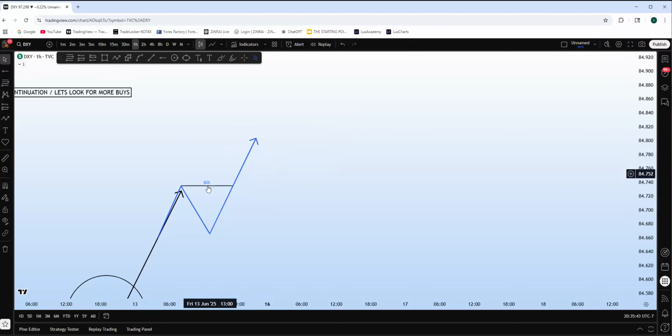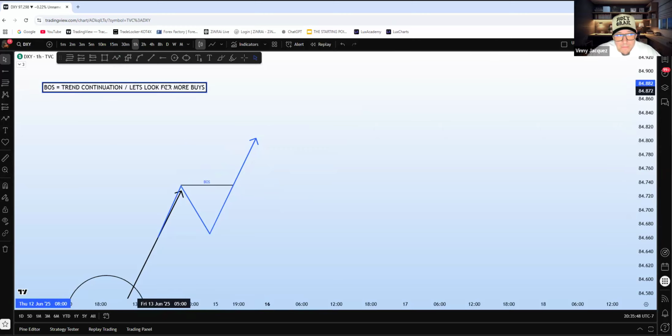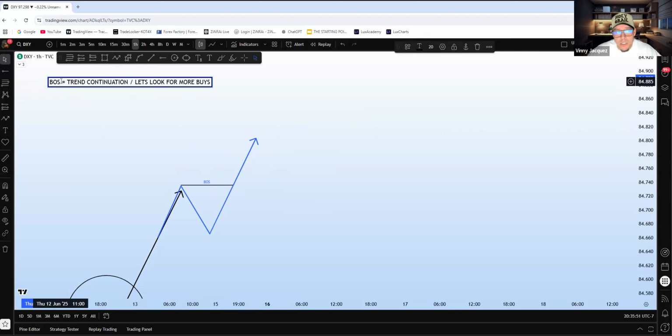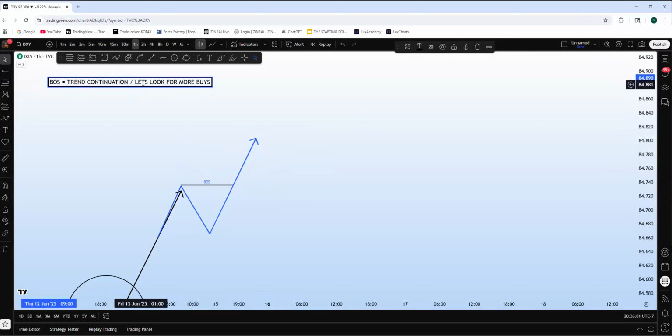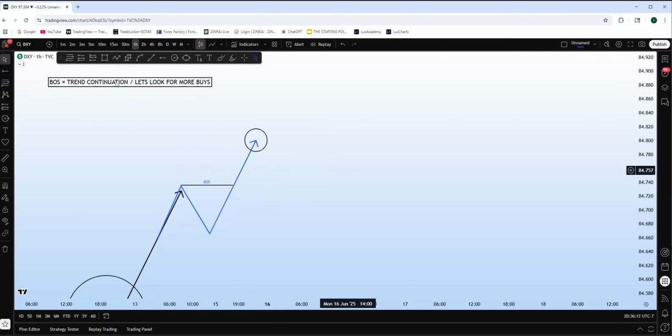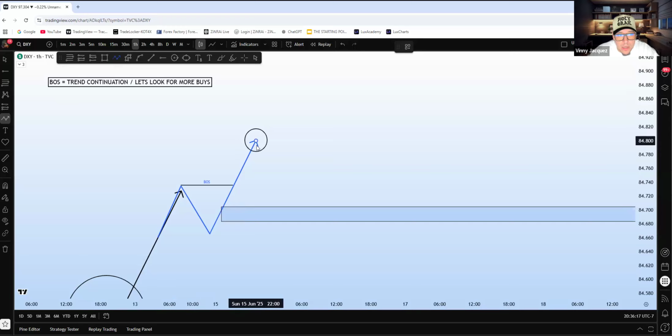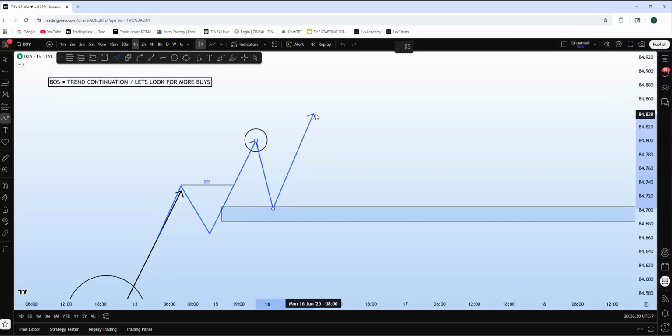Now, when we get a break of structure and we see this, we have to have this in mind. When we see a break of structure, that tells you, the trader slash investor, the market wants to continue the trend. Let's look for more buys. So as the market is going up, I don't want to buy here. I want to wait for the market to come back down, and then we can buy here and send the market higher. Does that make sense?